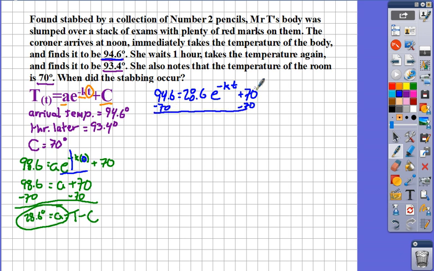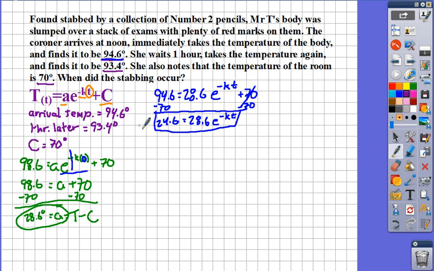And that's going to give us a new equation. 24.6 equals 28.6 times e to the negative kt power. Now, we need to solve for that one. We're going to come back to that in a few minutes. So we need to do a different equation now. So I'm going to change colors here. Let's go back to purple.